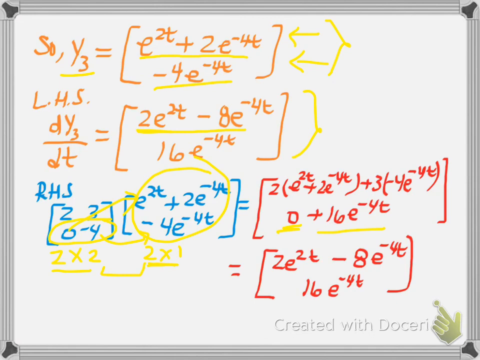Then from there you just simplify the top using some algebra, and the bottom is already simplified, and we just show that the left-hand side and the right-hand side are equal. So therefore y sub 3 is also a solution to that differential equation model. Okay, so we are done. I hope it all makes sense, and I will see you all on Wednesday.